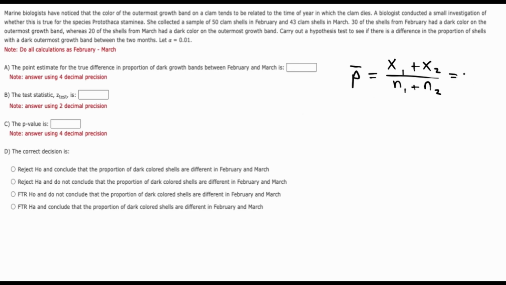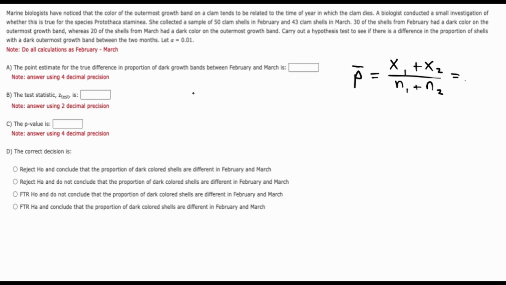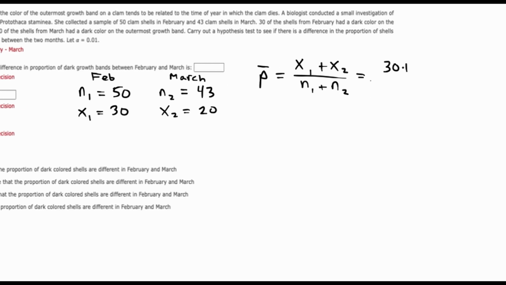Let's calculate that. First of all, what's my n1? N1 is the clams from February, 50. N2 is the clams from March, 43. My x1 will be the successes from February, which was 30. And my x2 is the successes from March, and that's 20. Alright, so those are all the things I gotta plug in. 30 plus 20 over 50 plus 43.